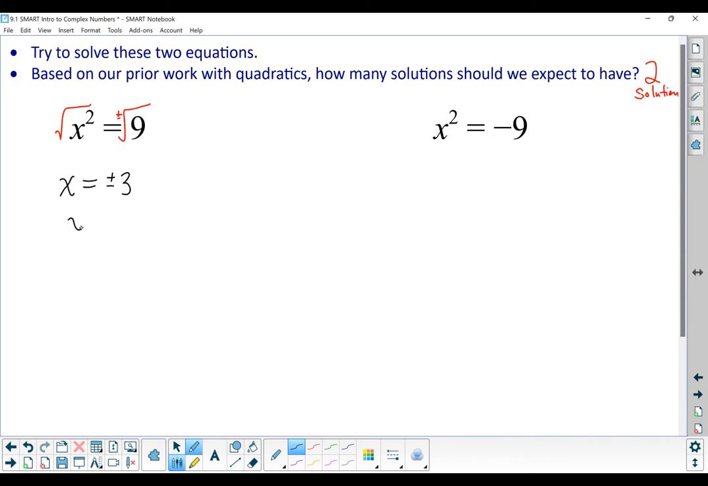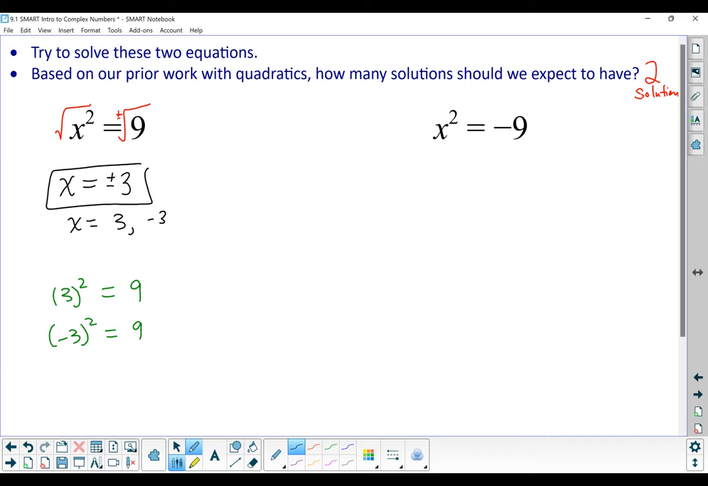Remember that plus or minus symbol is just shorthand. It just means that we have two answers, positive 3 and negative 3. And again, remember that those are our two answers because either way, if we square them, we get 9 back as our answer. So both of our solutions are correct.